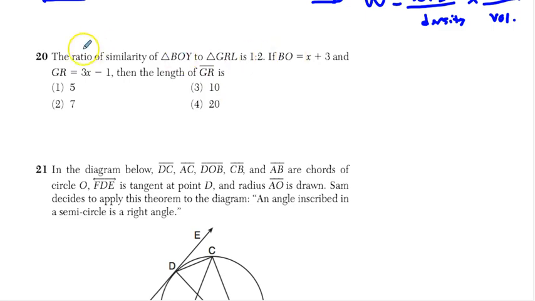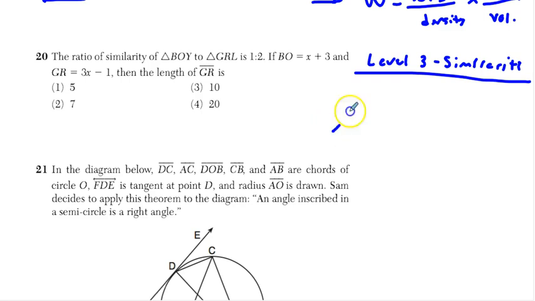It's easy. So for this one, the ratio of similarity of triangle BOY to triangle GRL is 1 to 2. If BO is x plus 3 and GR is 3x minus 1, then the length of GR is, well, you might have a little trouble with this, but let me help you on out. This is from level 3, similarity. And this is all you got to do.